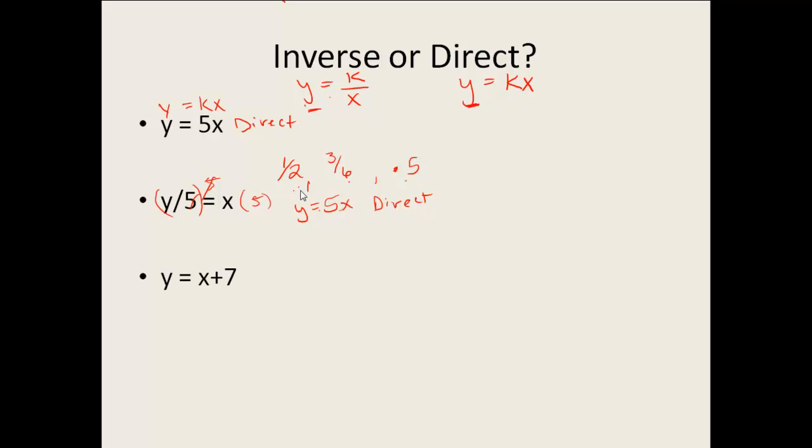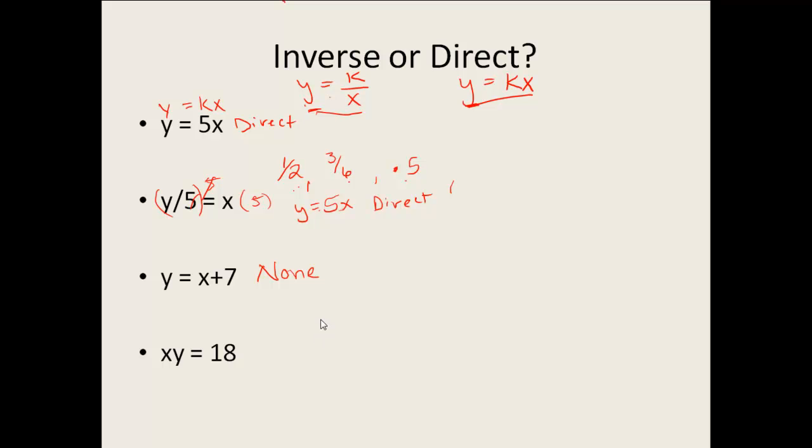Third one, y equals x plus 7. Well, we've got y equals, so we don't have to rearrange it at all. And if we look back up here at our inverse variation, it doesn't look like that at all. It actually doesn't look like direct at all because there's a plus sign here. So this one is none. It doesn't follow either of those patterns.